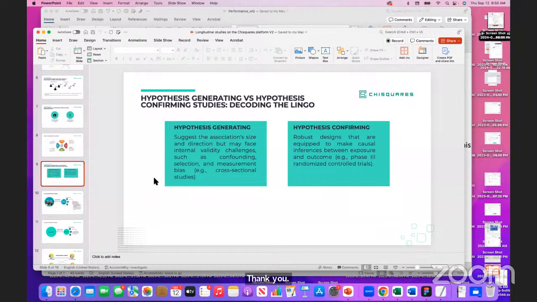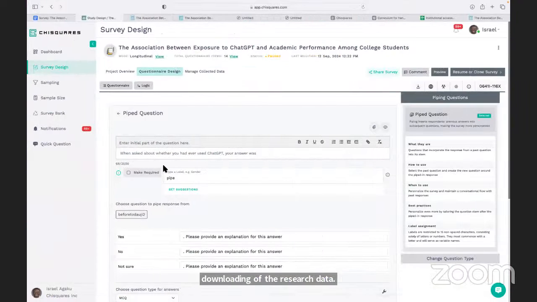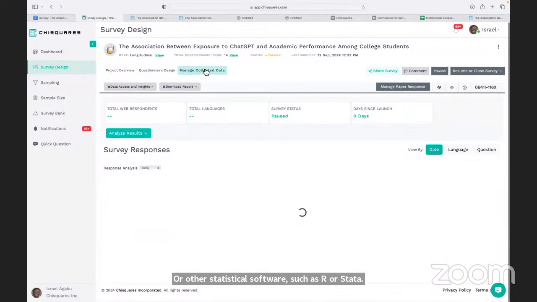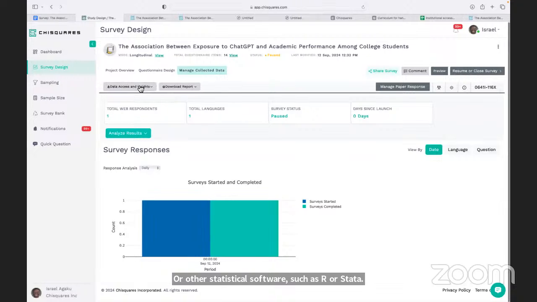Okay. Any other questions? Okay, let me just go back to the chat box. Thank you for an insightful presentation, Prof. Does the platform have a provision that allows downloading of the research data in Microsoft Excel format for analysis in other statistical software such as R or Stata, or on QSR NVivo or Atlas TI for qualitative data?